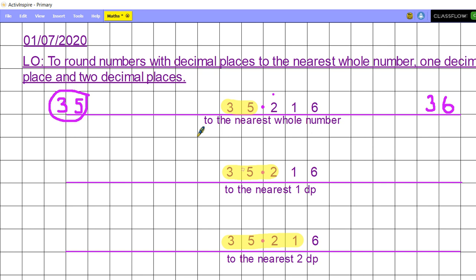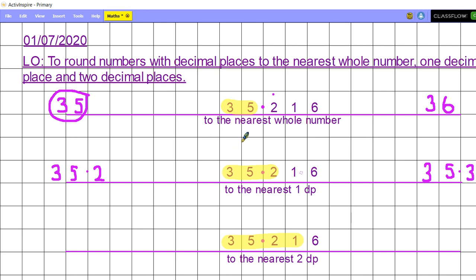Let's then have a look at this one, 35.2. It's the 1 decimal place. That's why I've highlighted 1 number after it. So all of this stays the same for our lowest number, 35.2. And then we add 1 more up here. And because it's 1 decimal place, we add 1 more to our tenths column. So it will become 35.3. Well done.